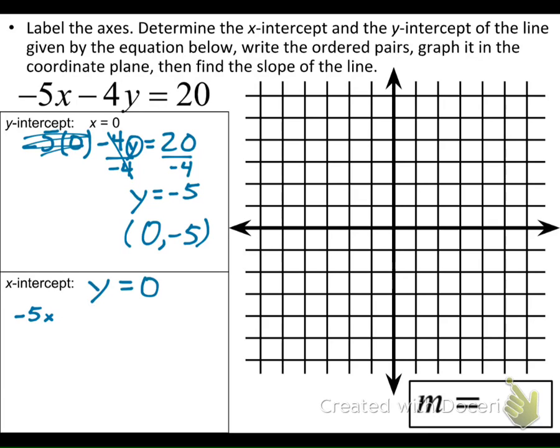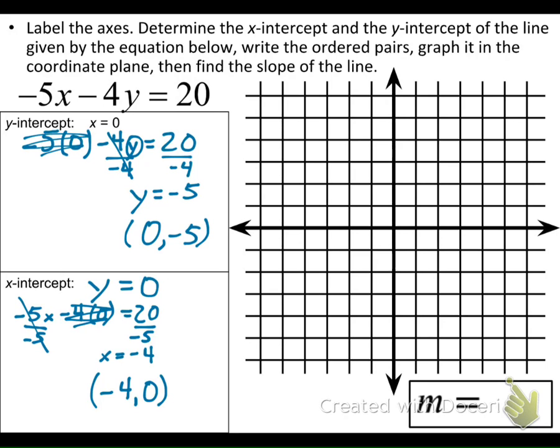X, -4, 0, equals 20. Now scratch this out, and 20 divided by -5 is going to be -4, comma, 0. All right, thank you. And now the graph is... Okay, just a second.